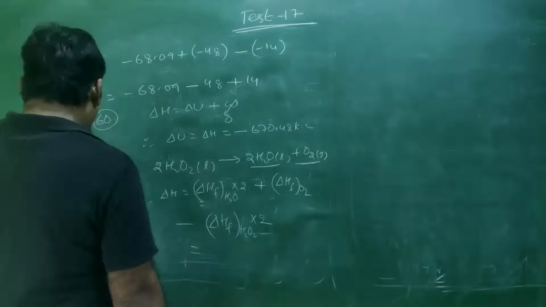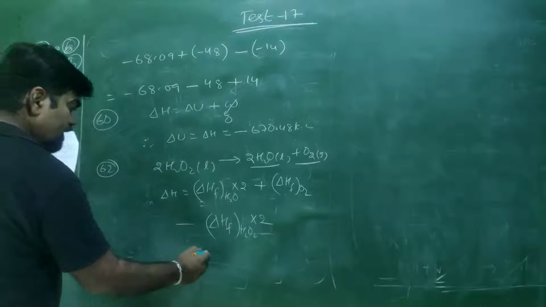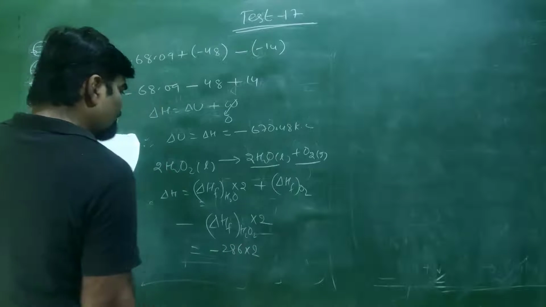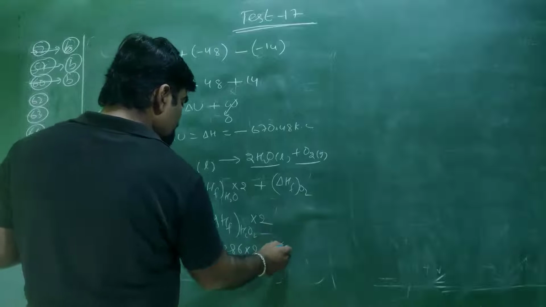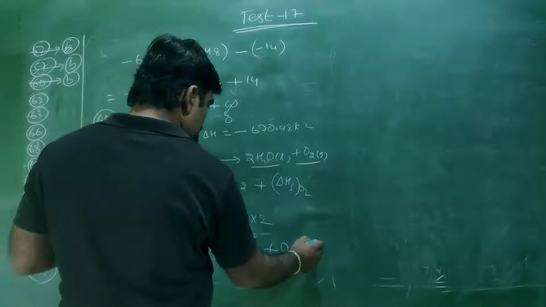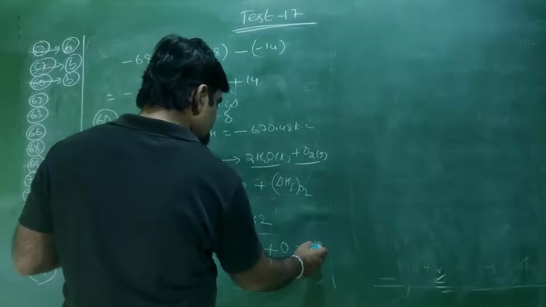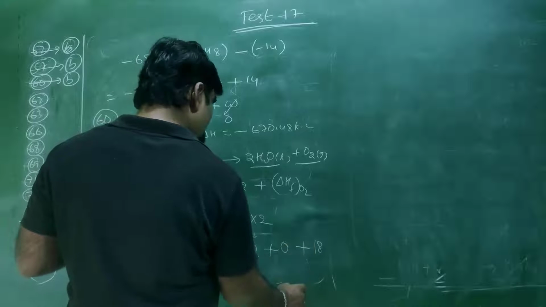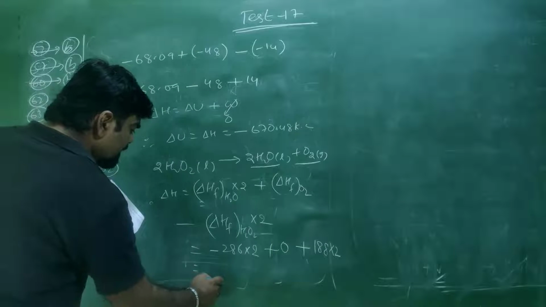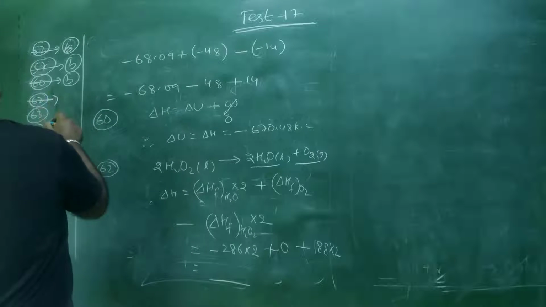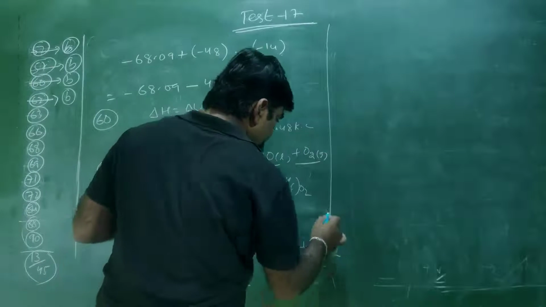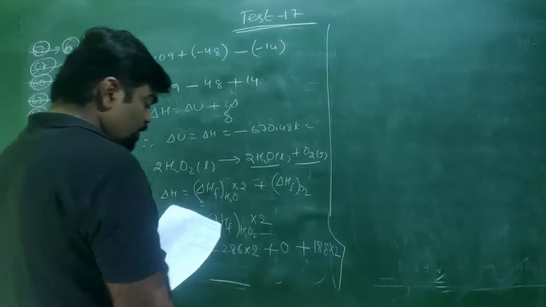So delta H of water formation is given. It is how much? It is minus 286 into 2 kilojoule per mole plus delta H of formation of oxygen is 0 minus enthalpy of formation of H2O2 is how much? 2 into, that is how much? 188 minus of 188. So minus minus will become plus. 188 into 2. This is the value. So whatever the value you will get, that is the answer. And the given answer is B. So check the answer. I think it will be correct answer. This is question number 62.